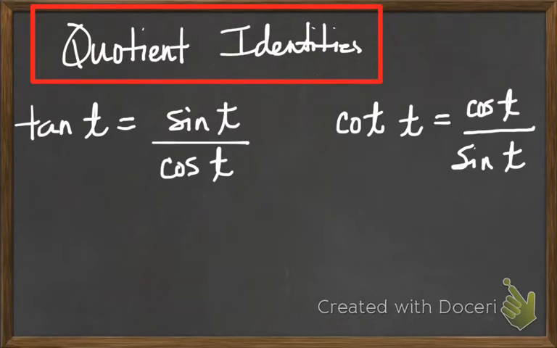All right, those are your two quotient identities. Tangent is equal to sine over cosine. That's really the same thing as y over x. Cotangent is equal to cosine over sine. We'll do something later on called verifying identities, and you'll need to have these memorized. All right, anybody still copying?